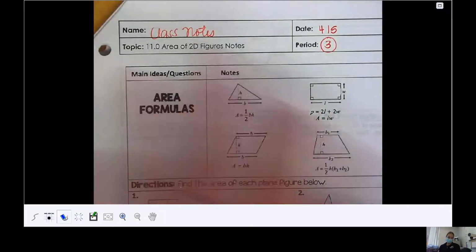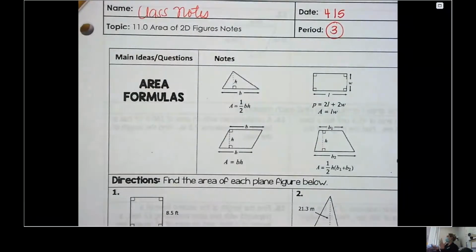So first of all, number one, what does area mean? What's area? The inside. Okay, so if I'm talking about finding the area of something, I'm talking about how much is there on the inside of it. So we got a whole bunch of different formulas, all for 2D figures. What's a 2D figure? It's a flat figure.